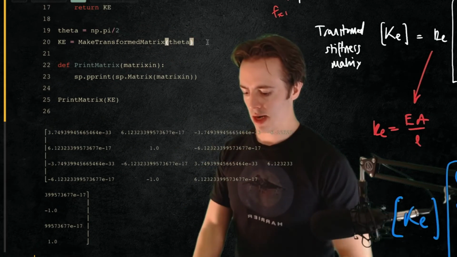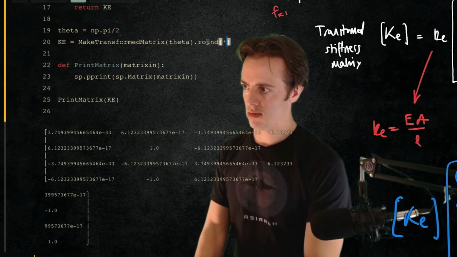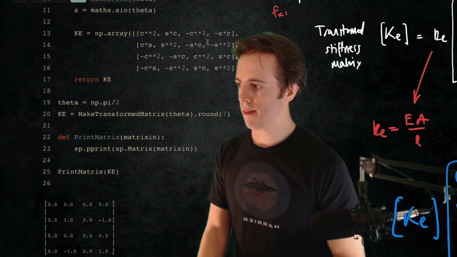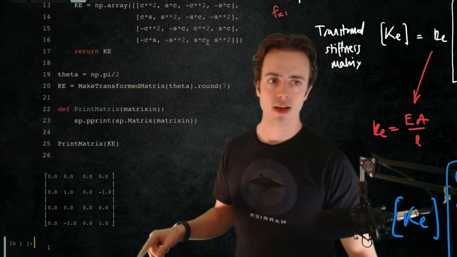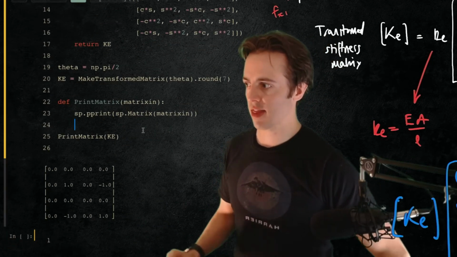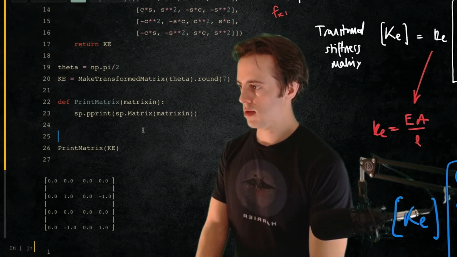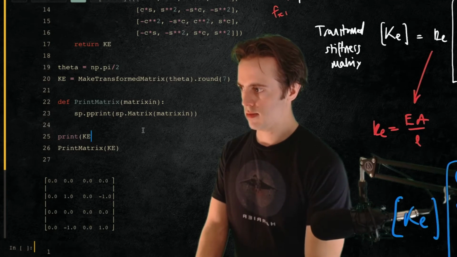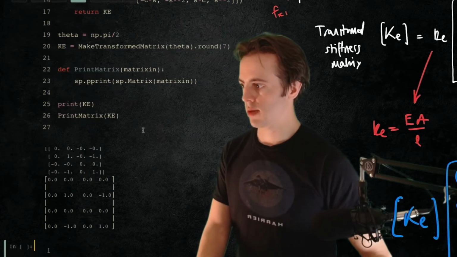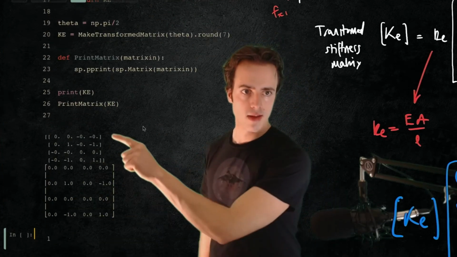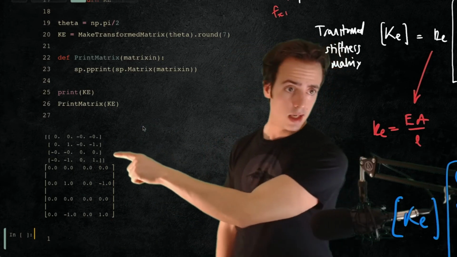So let's see if we can round this to 7 decimal places. There we go. SymPy just does a slightly nicer job of printing that out like a matrix, I think, as opposed to this, which is very clearly still an array.